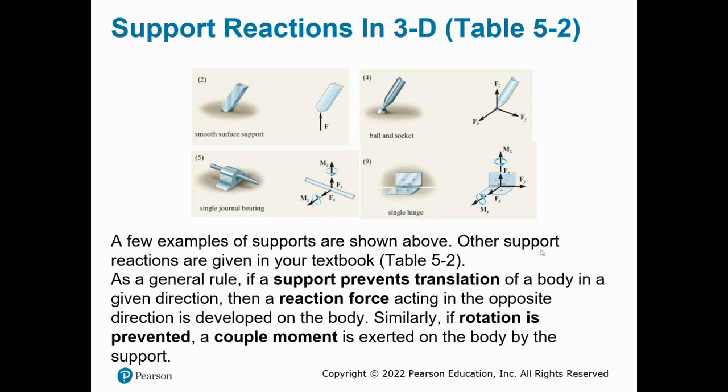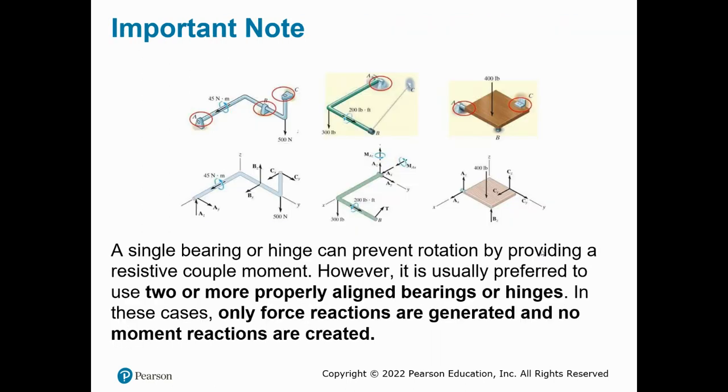A few examples here show different supports that you're going to get. This is a general rule, as we talked about before. If the support prevents translation of a body, then there will be a reaction force. If rotation is prevented, then a couple moment will be in your support reaction. So a single bearing or hinge can prevent rotation by providing a resistive couple moment.